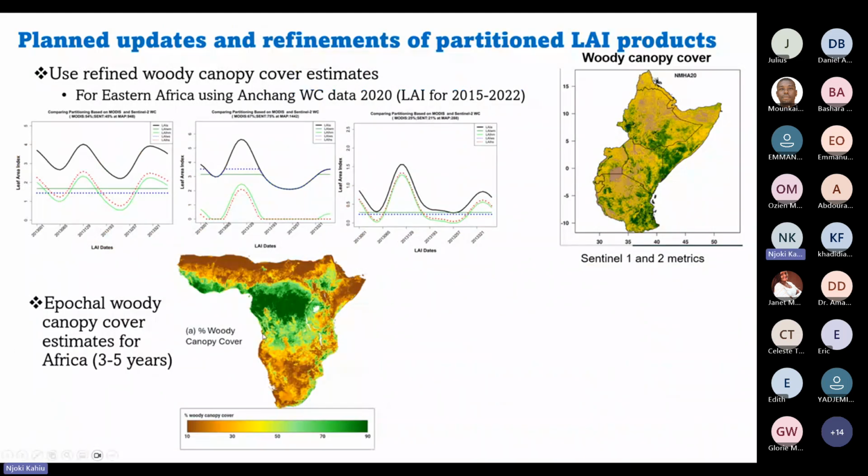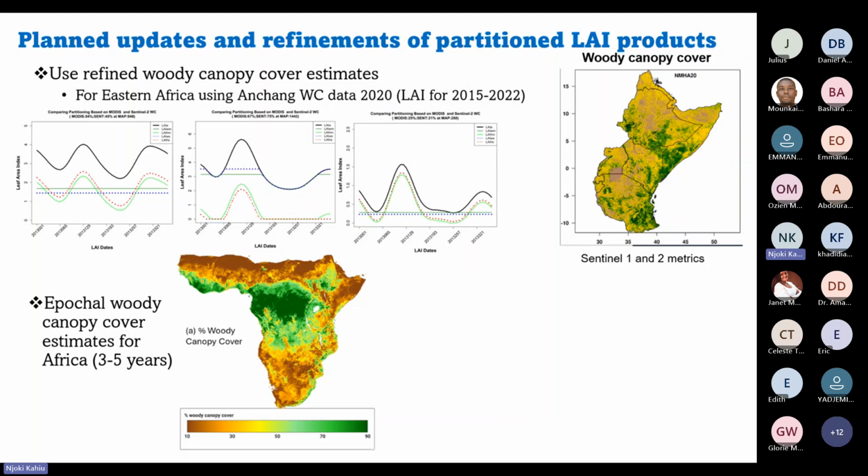Planned updates and refinements. We have been working on this over the last couple of months during our SERVIR project for this AST. We have been able to use refined woody canopy cover estimates for Eastern Africa. And so we were able to update this using both MODIS but also VIIRS data. But we have plans to generate this every 3 to 5 years, and so far we have been able to develop woody canopy cover estimates for Africa.